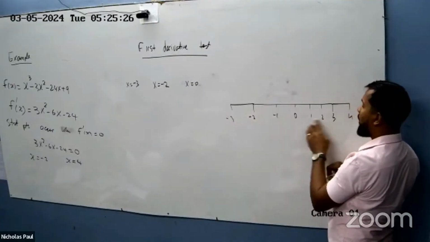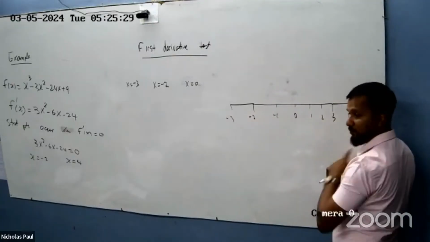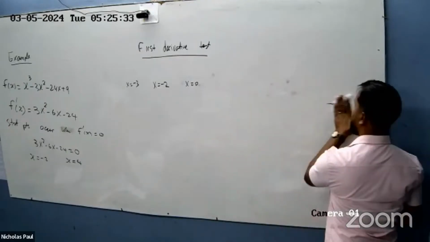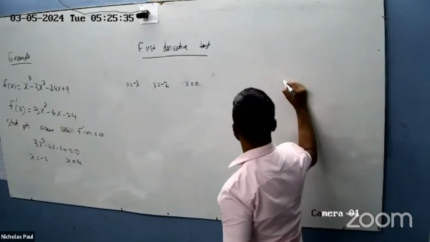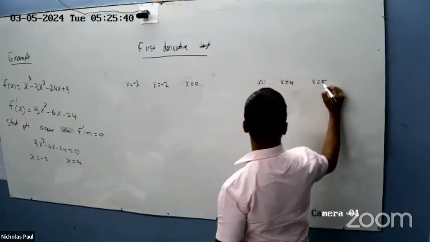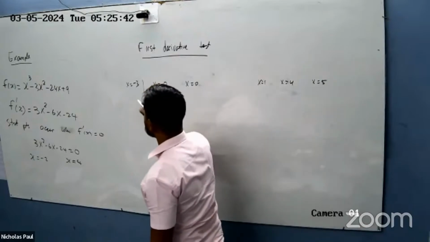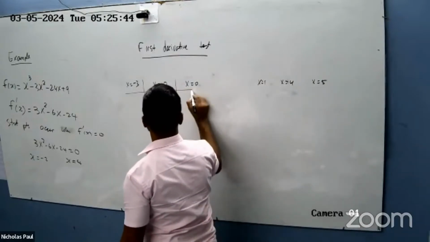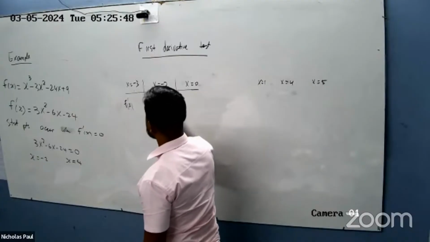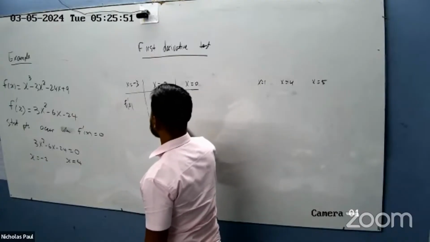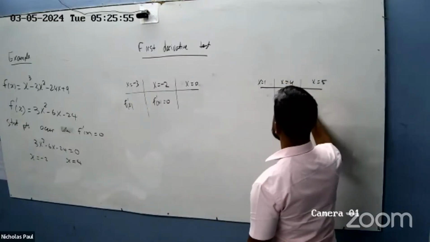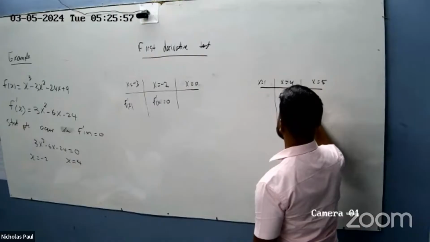And for 4, I'll pick 1 and probably 5. You want to see how the function behaves in there. So our objective now is just to check the sign of f prime x. Of course, when x is minus 2, we know f prime x is 0. When x is 4, f prime x is 0.